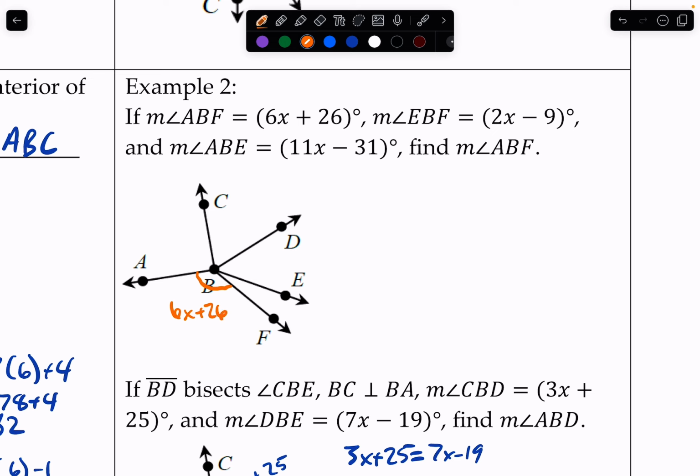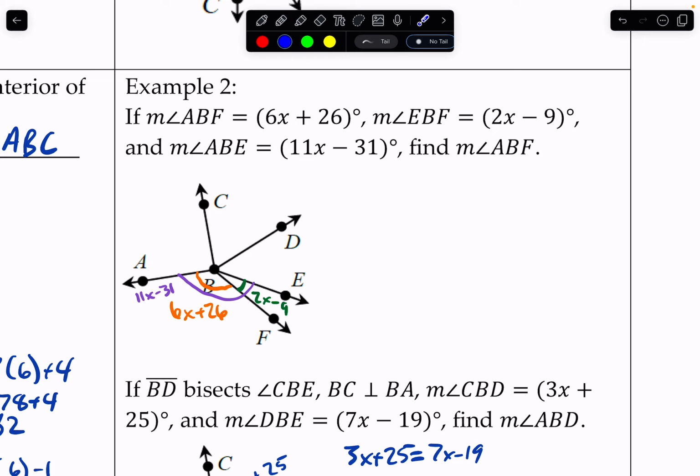And EBF is 2x minus 9. So I'm going to label this as 2x minus 9. And ABE, A to B to E, so this is a bigger angle, is 11x minus 31. Find ABF.